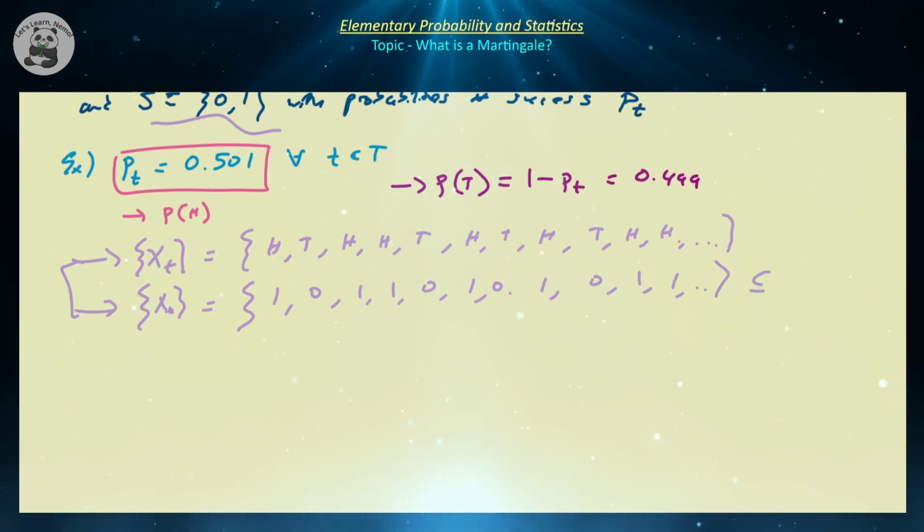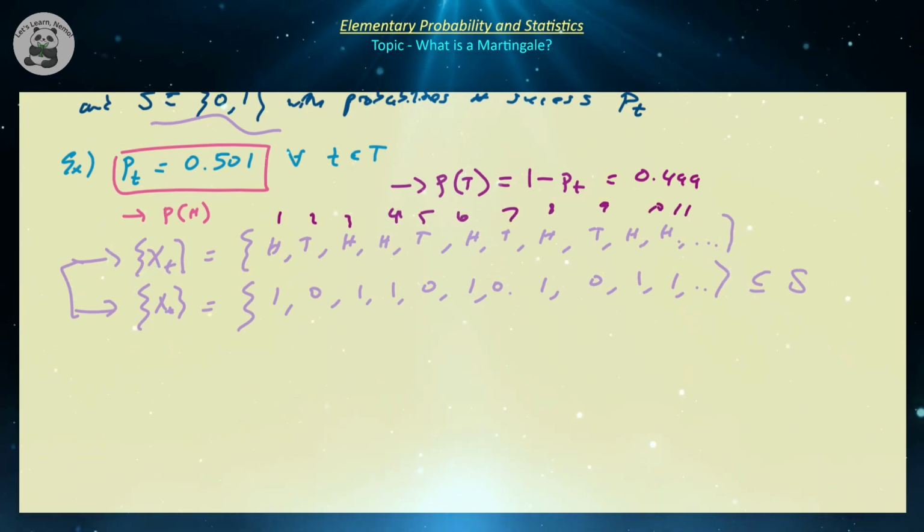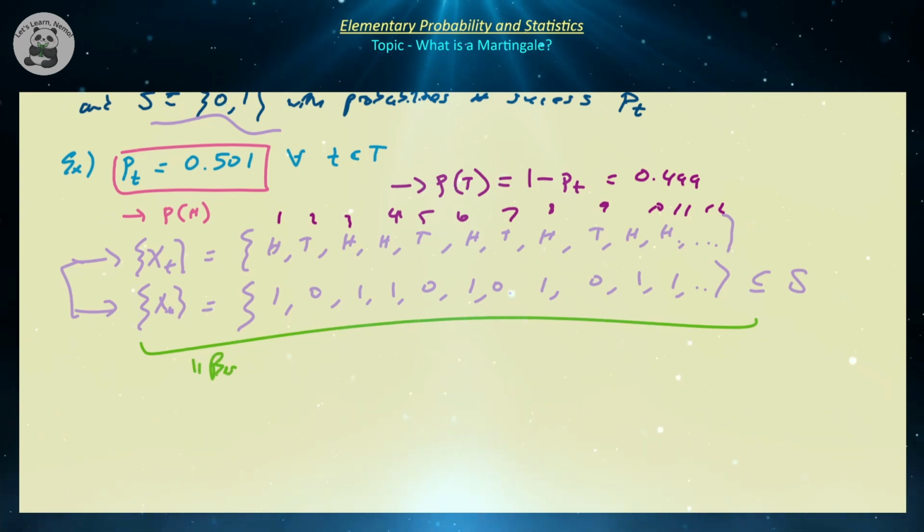Obviously those values lie in our state space S, and the indices 1, 2, 3, 4, 5, 6, 7, 8, 9, 10, 11, 12, and so on, are a subset of our domain set T. So this is an example of what we call a Bernoulli process. Let's actually write this: this is what we call a Bernoulli process, because it's just a stochastic process comprised solely of Bernoulli random variables. And also the domain of this Bernoulli process is a discrete set.